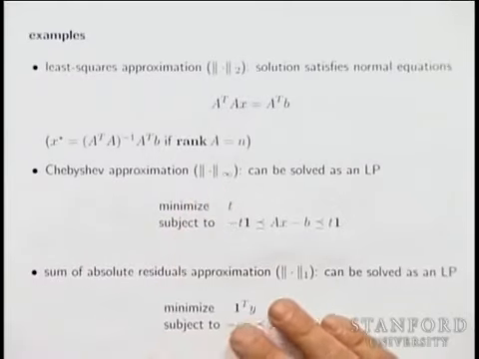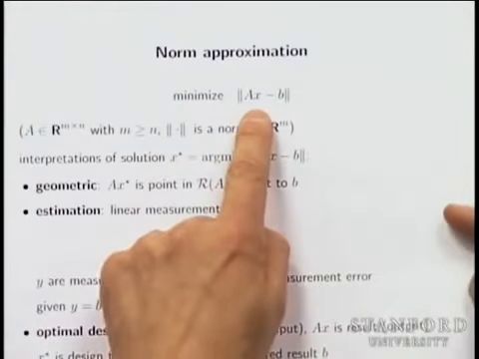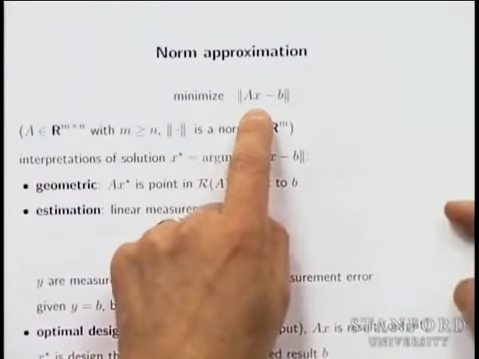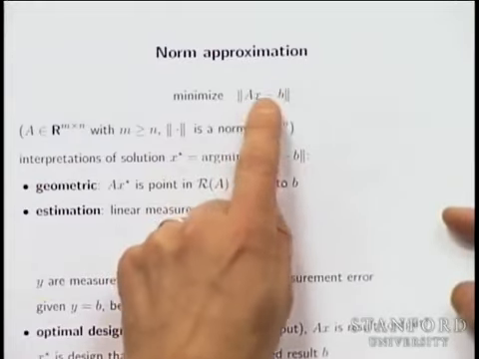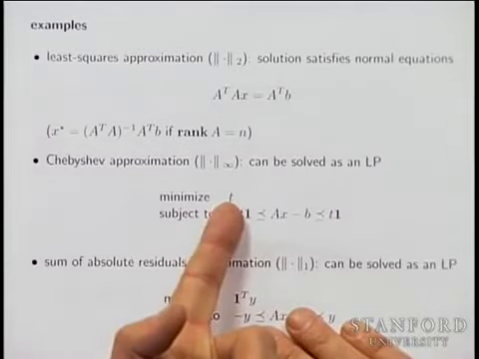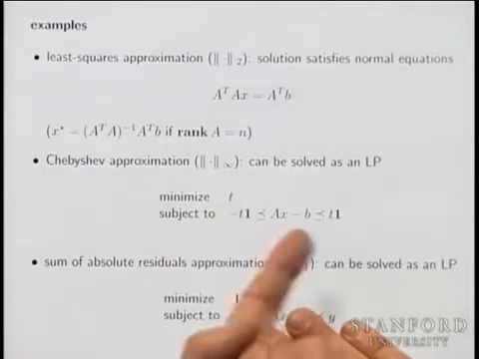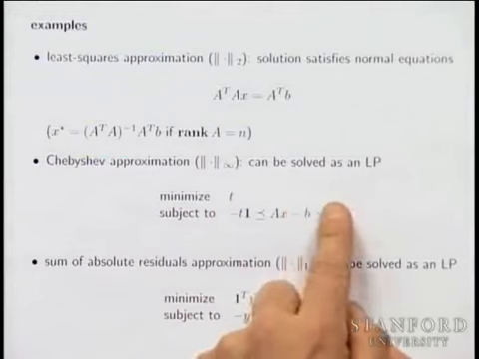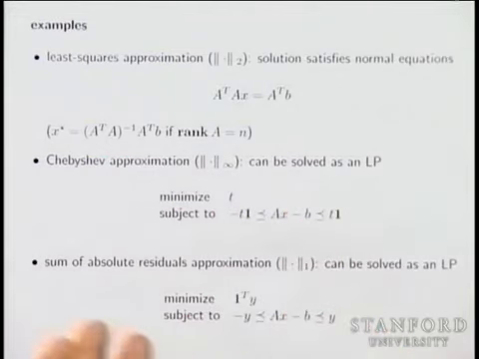Chebyshev approximation says we will measure the norm by the maximum of the absolute values of this, which is called the residual, Ax minus b. So we'll look at the maximum of the absolute value. That, of course, transforms to an LP. That's nothing but this: minimize t, where t is a scalar variable, subject to these 2m linear inequalities here. There's one here and one here.